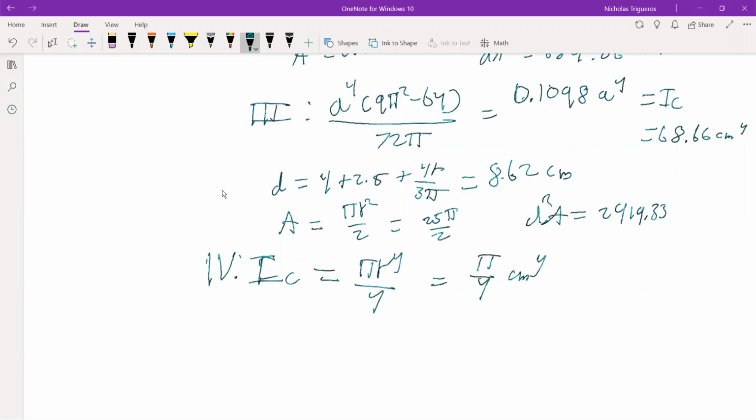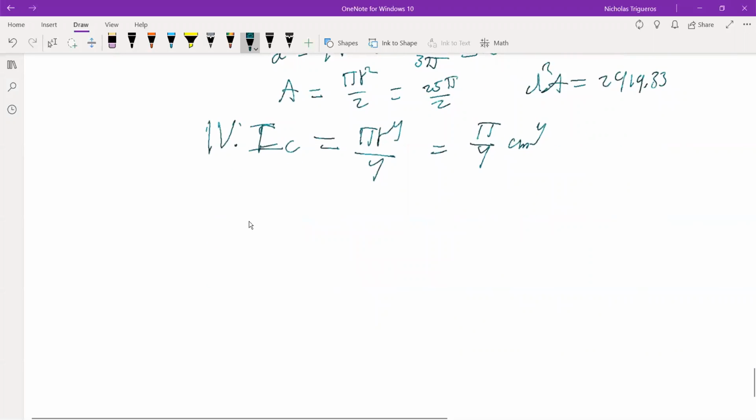We'll keep it like this. It looks nicer for now, but when we put it in the kit. D is just going to be all the other things. 4 plus 2.5 puts us at the center of this. Yep. So it's 6.5.